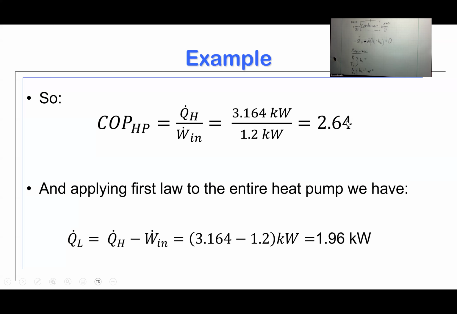And then once you've got Q dot H and the power input, you can use the first law for the entire heat pump, as we mentioned back up here. That's what they're doing here. They're using this expression, the first law for the heat pump, to find Q dot L. That is the difference between the 1.2 kilowatts going in for the power and the 3.64 that's actually going out as heat into the house. The difference between the two, the balance, is about 2 kilowatts, 1.96.